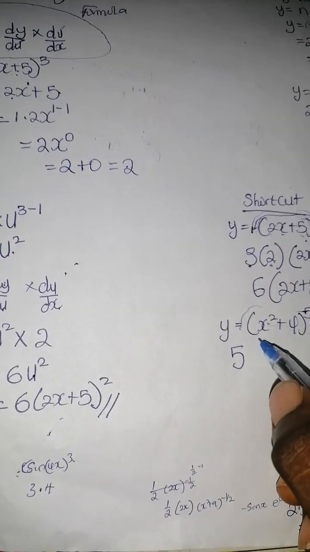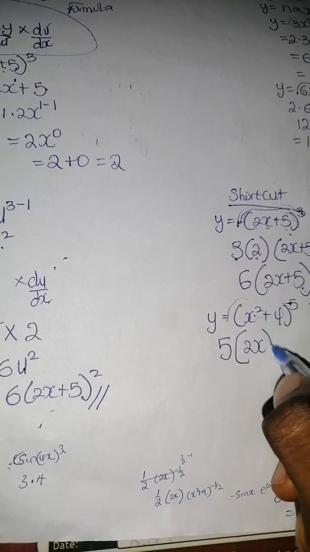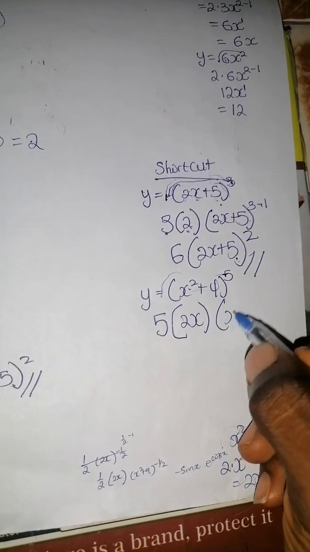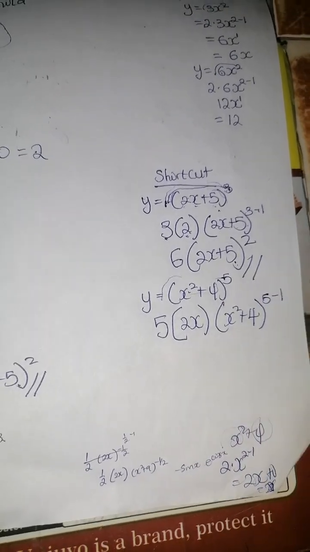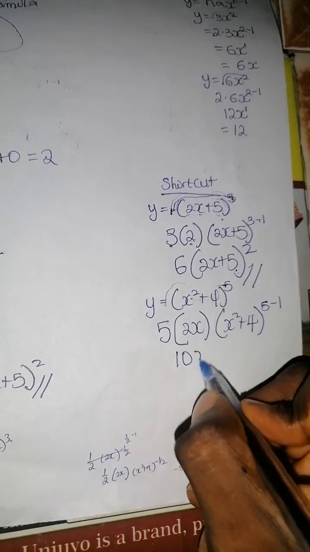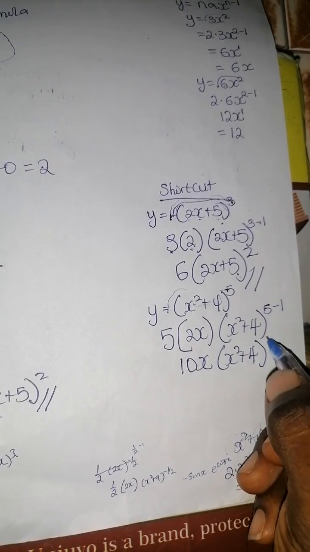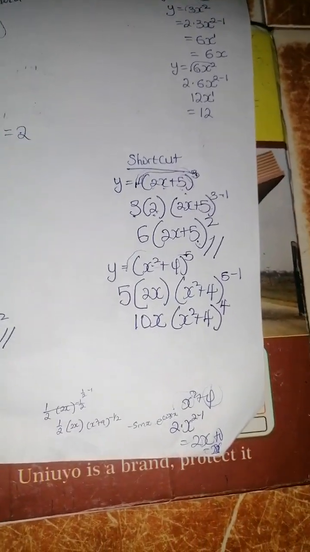So now if we differentiate the inside, you have 2x. And then repeat it again. x squared plus 4, 5 minus 1. We have 10x times x squared plus 4 raised to the power of 4. Solve it and you will see that this is exactly your answer.